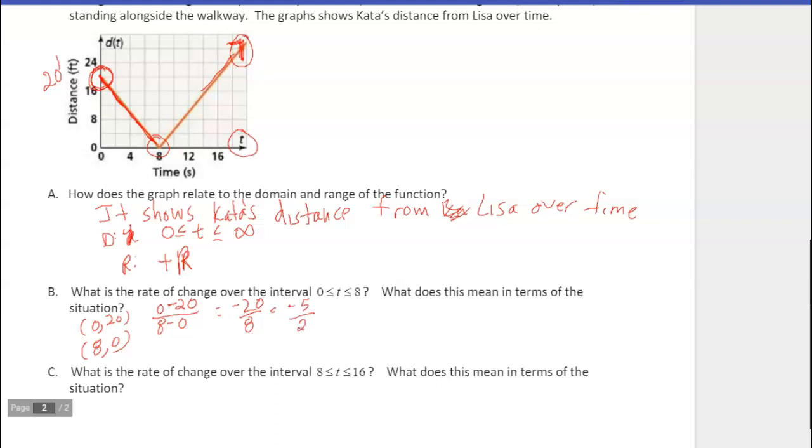So what does this mean, this negative 5 over 2? What does this mean in terms of the situation? This tells us that Kata gets 5 feet closer every 2 seconds.